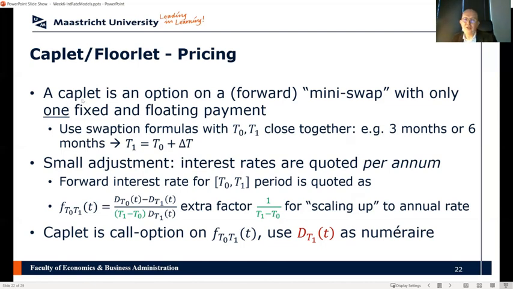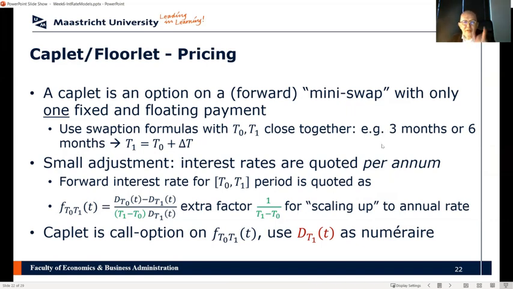So to price caplets or floorlets, we can use exactly the same swaption formulas that we talked about earlier, that you saw in the previous slides, but we're going to choose T0 and T1 very close together, for example, 3 months apart or 6 months apart. So then you have this kind of mini swap where there's only one payment. The mini swap starts at time T0 and already stops 3 months or 6 months later at time T1. And then at time T1, only one floating and one fixed payment are being exchanged against each other.